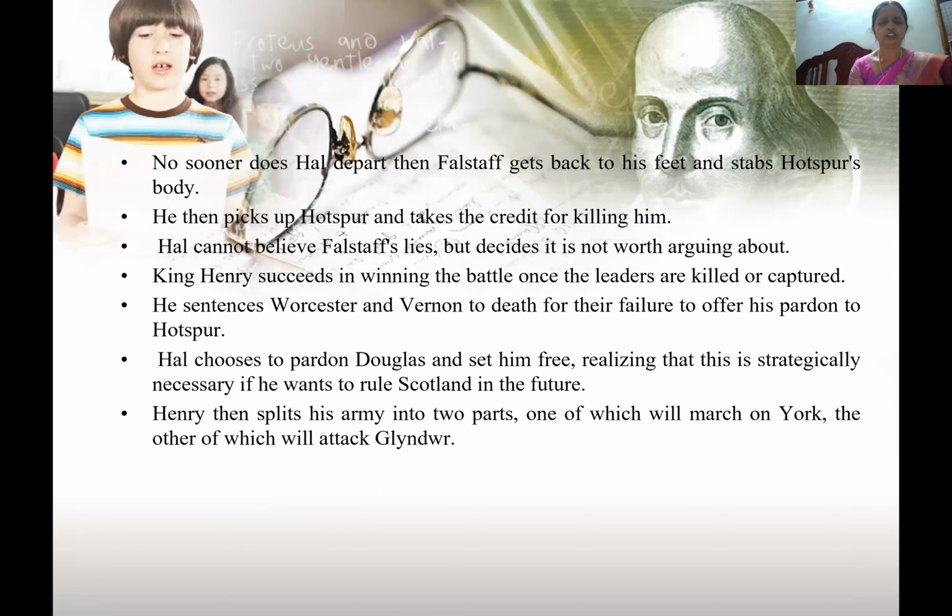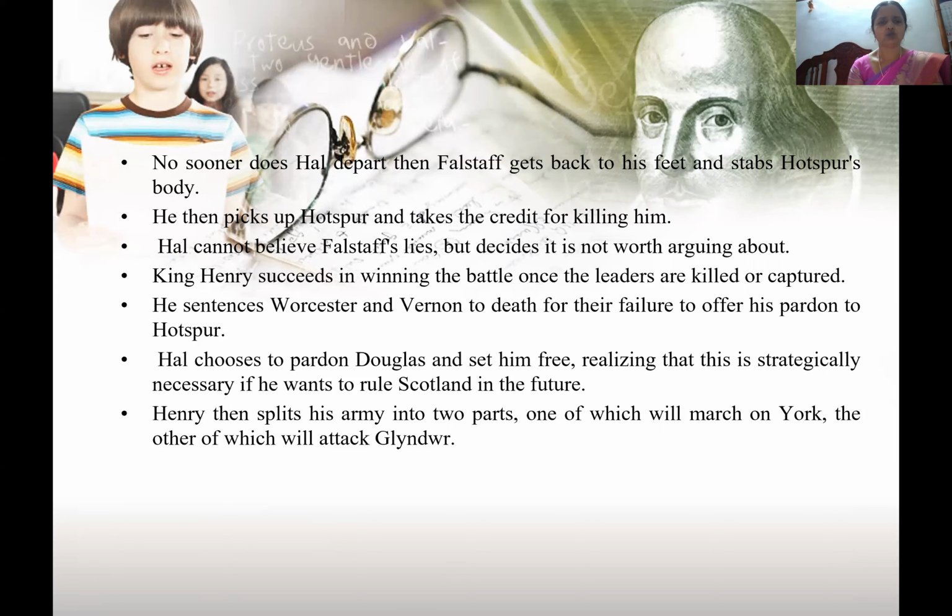No sooner does Hal depart than Falstaff gets back to his feet and stabs the body of Hotspur. He then picks up Hotspur and takes the credit for killing him. Hal cannot believe Falstaff's lies, but decides it is not worth arguing about. King Henry succeeds in winning the battle once the leaders are killed and captured.